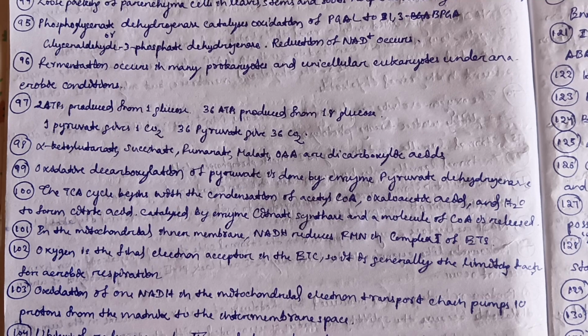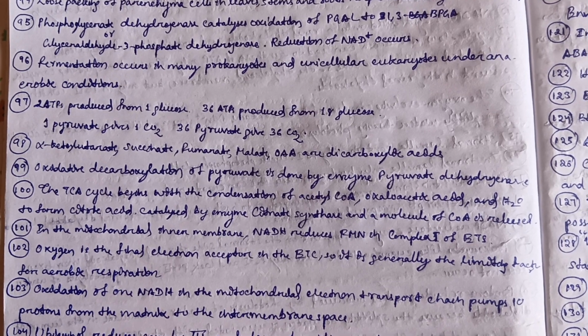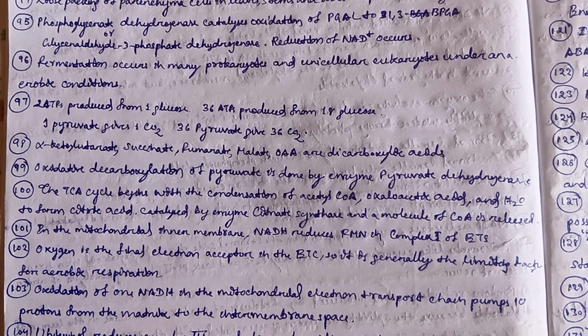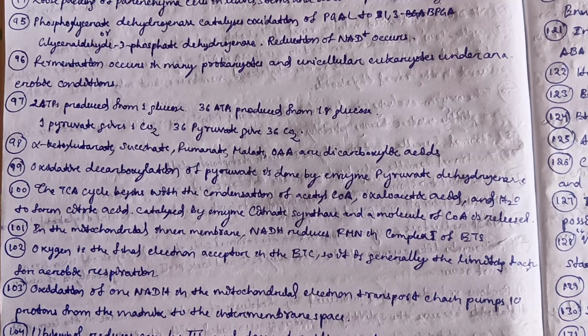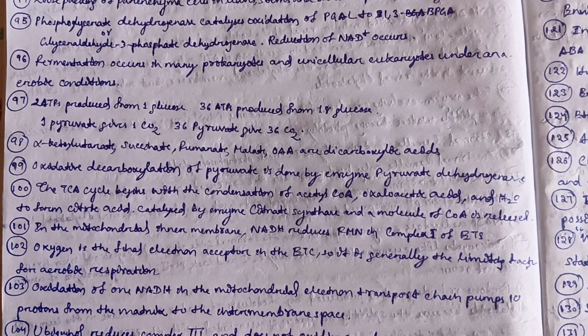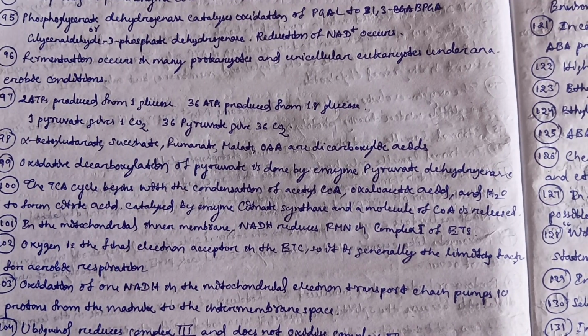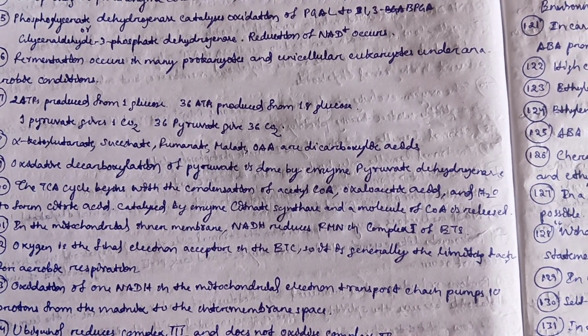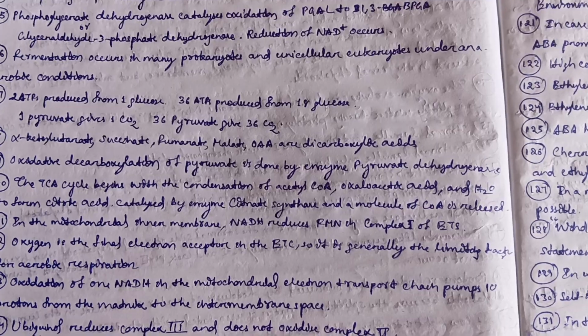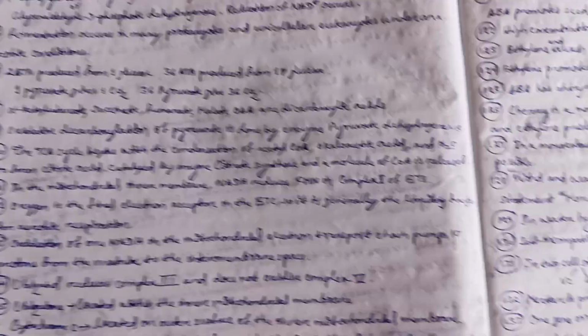The TCA cycle begins with the condensation of acetyl coenzyme A, oxaloacetate, and water to form citric acid, which is catalyzed by the enzyme citrate synthase, and a molecule of CoA is released. CoA is coenzyme A.